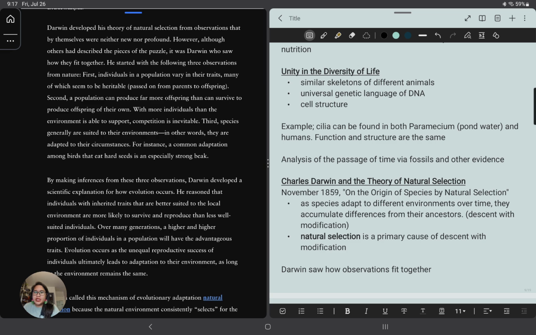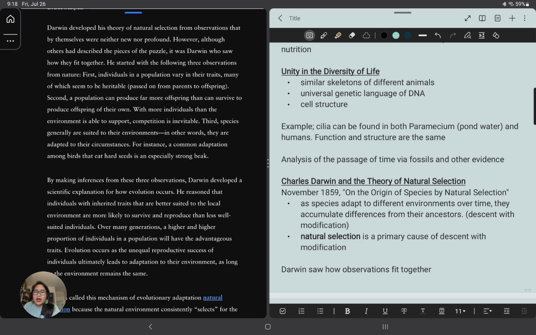Darwin developed his theory of natural selection from observations that by themselves were neither new nor profound. However, although others had described the pieces of the puzzle, it was Darwin who saw how they fit together. He started with the following three observations from nature.